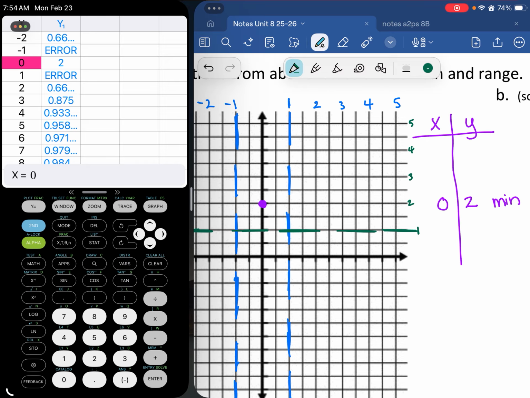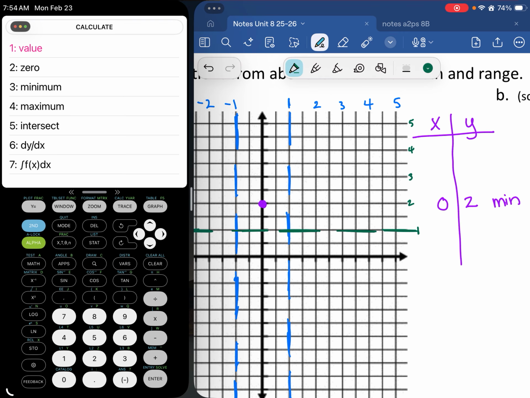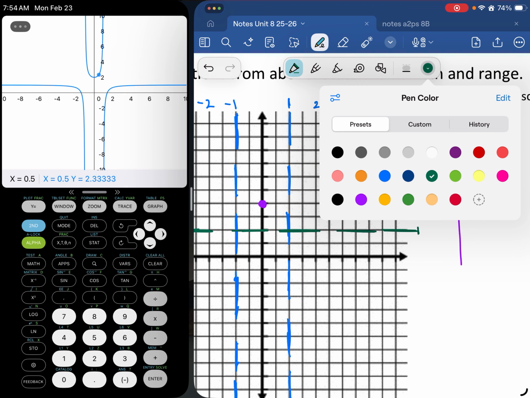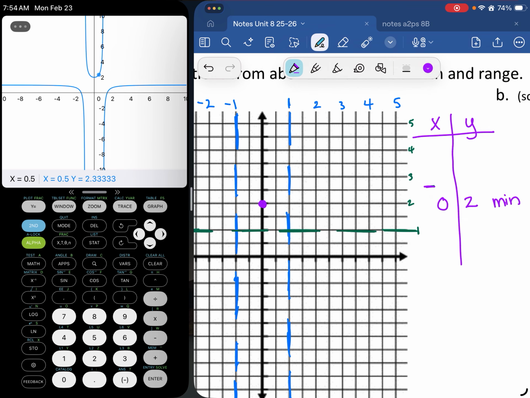So what we're going to do is go second, calc, and I'm going to find a value. I'm going to hit 1, and I'm going to type in 0.5, enter. And so now I have negative 0.5 and 0.5, because it's going to go on both sides, and I'm going to have 2.3 repeating, because they mirror each other from when we did parabolas.